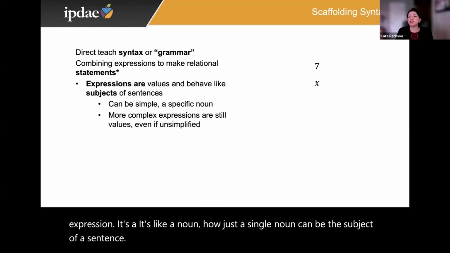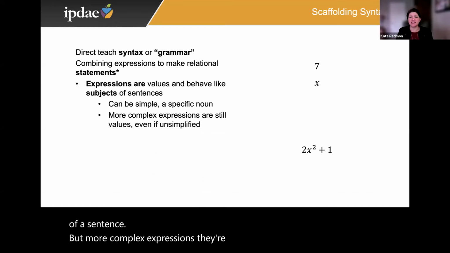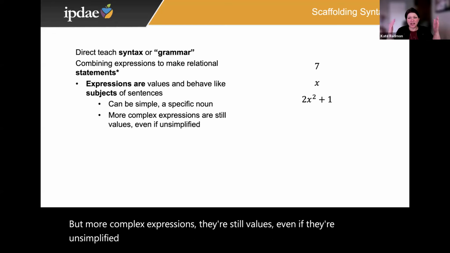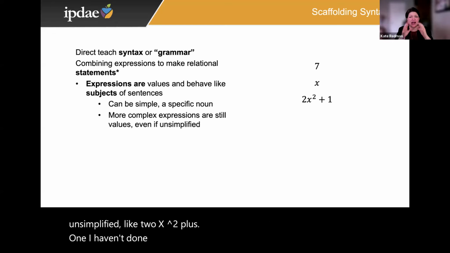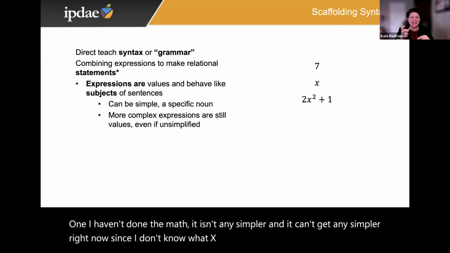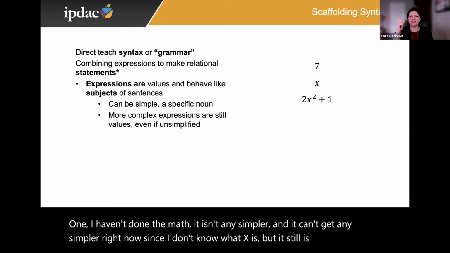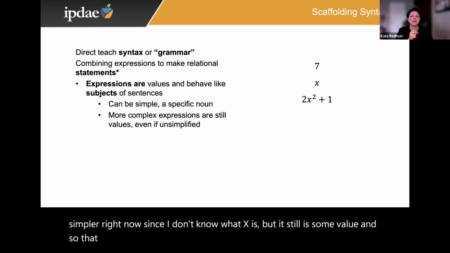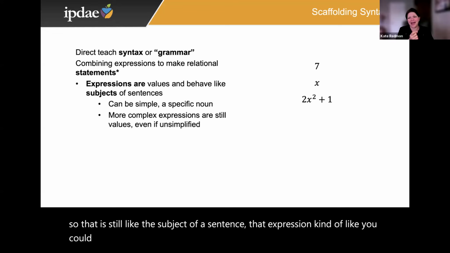But more complex expressions are still values, even if they're unsimplified. Like 2x squared plus 1, I haven't done the math. It isn't any simpler, and it can't get any simpler right now since I don't know what x is, but it still is some value. And so that expression is still like the subject of a sentence, kind of like you could say the fat black cat as the subject of your sentence.